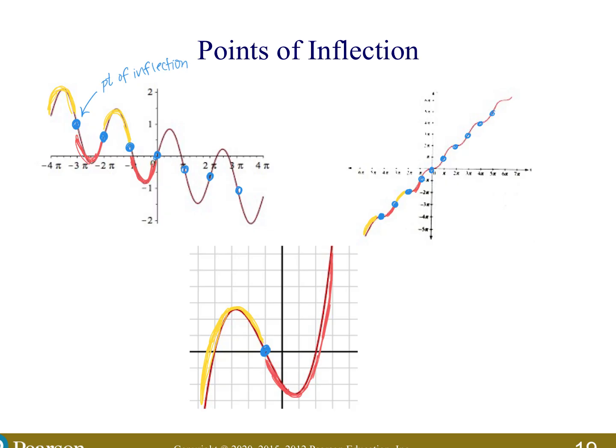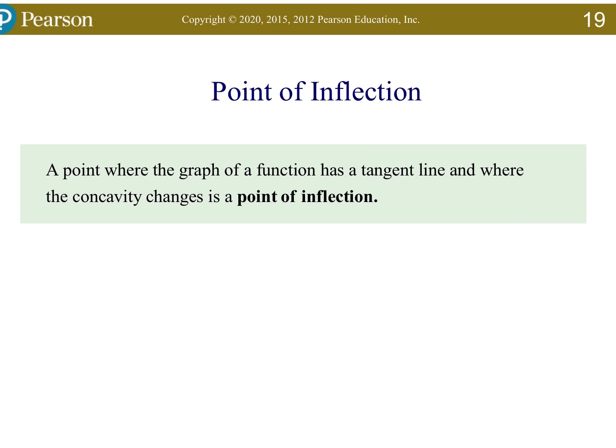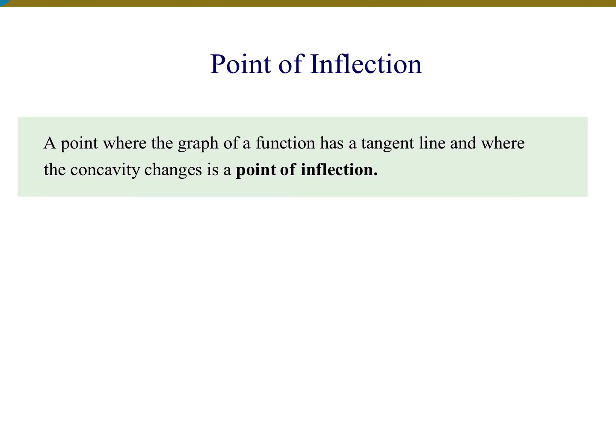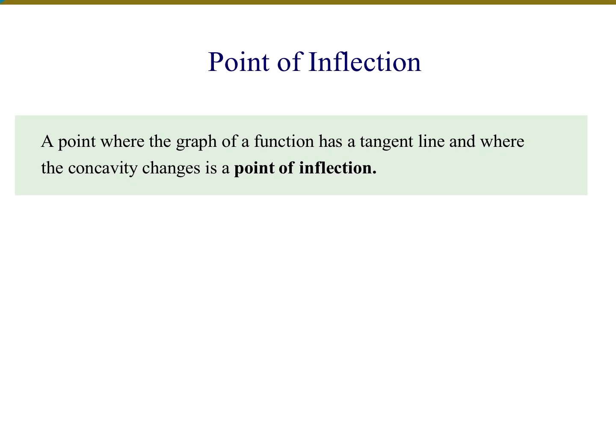Now we find those points using the second derivative. So that's our definition: the point where the graph of the function has a tangent line. That means it's differentiable, and if it's differentiable, it means it can't happen at a corner or a cusp.